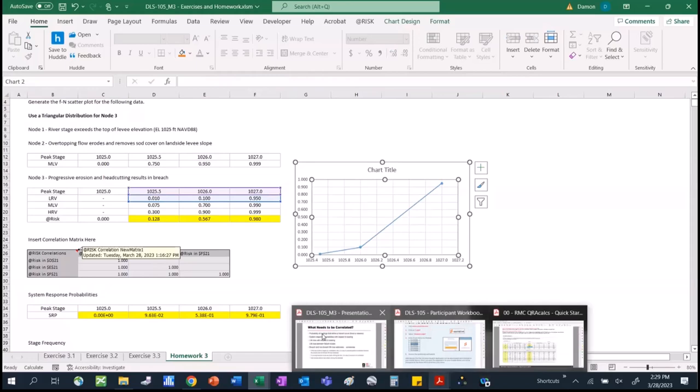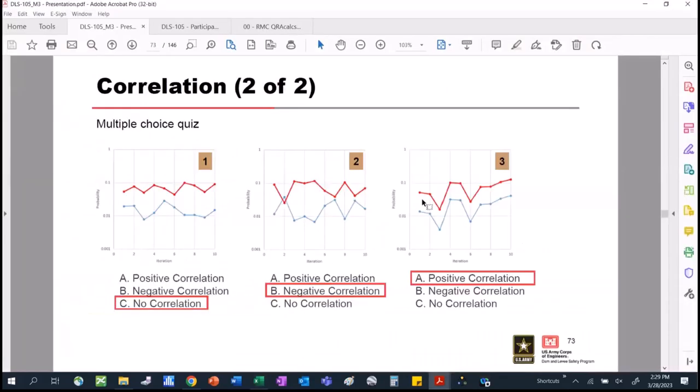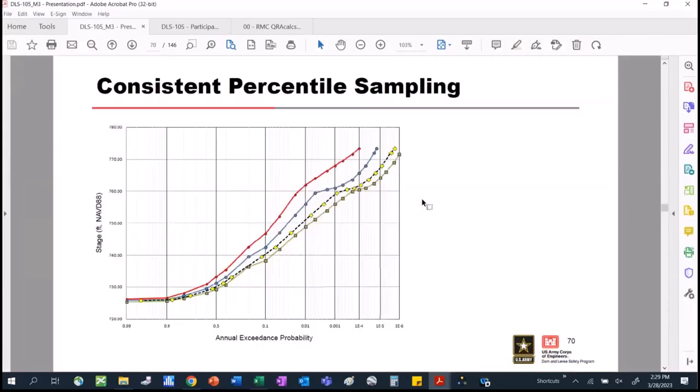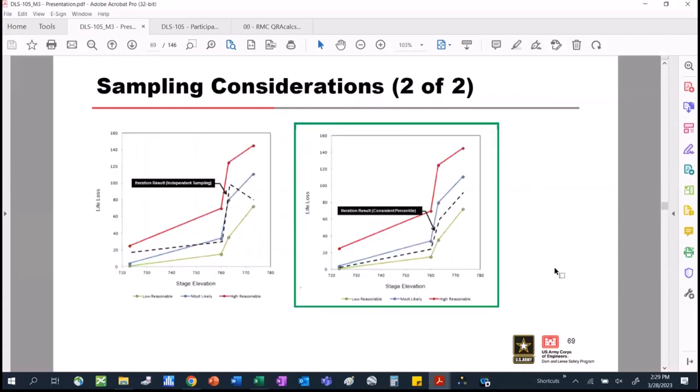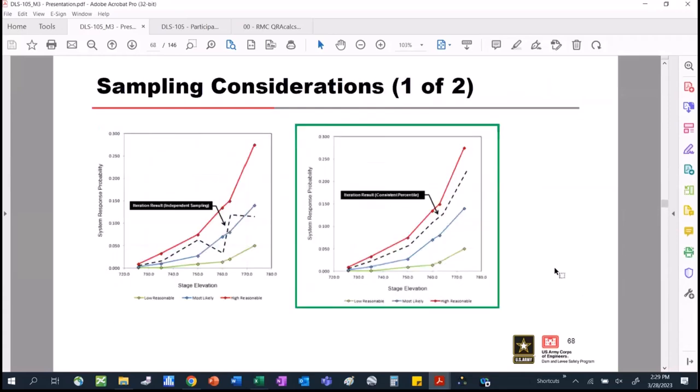So if you want to, again, reference more, this is what we're talking about here. So if you want to look at slides 68 and 69 and 70, that's where we cover all of that. We're just trying to maintain the shape appropriately.